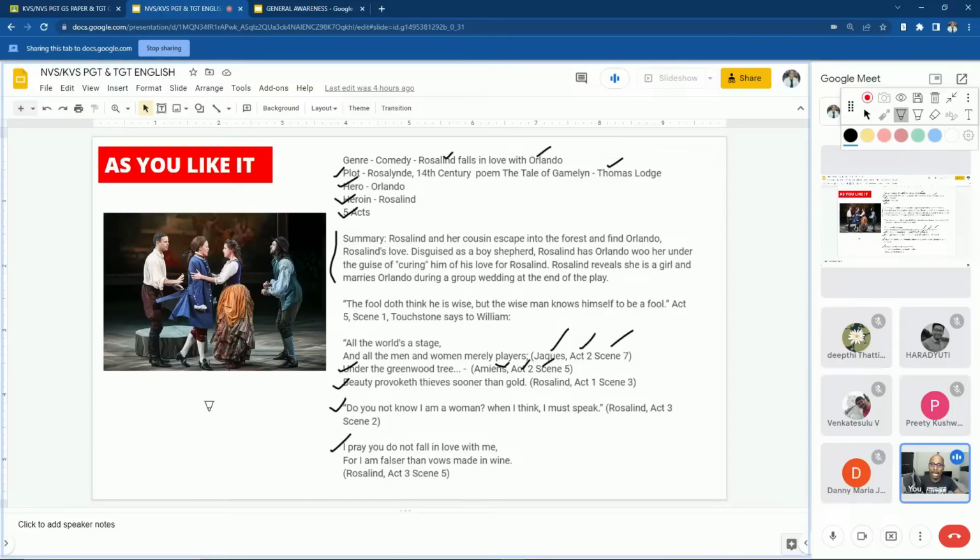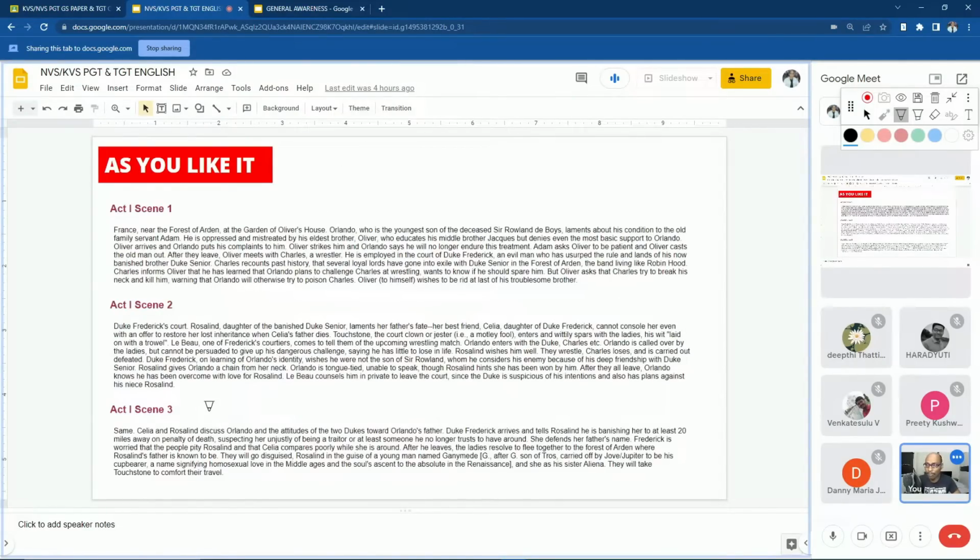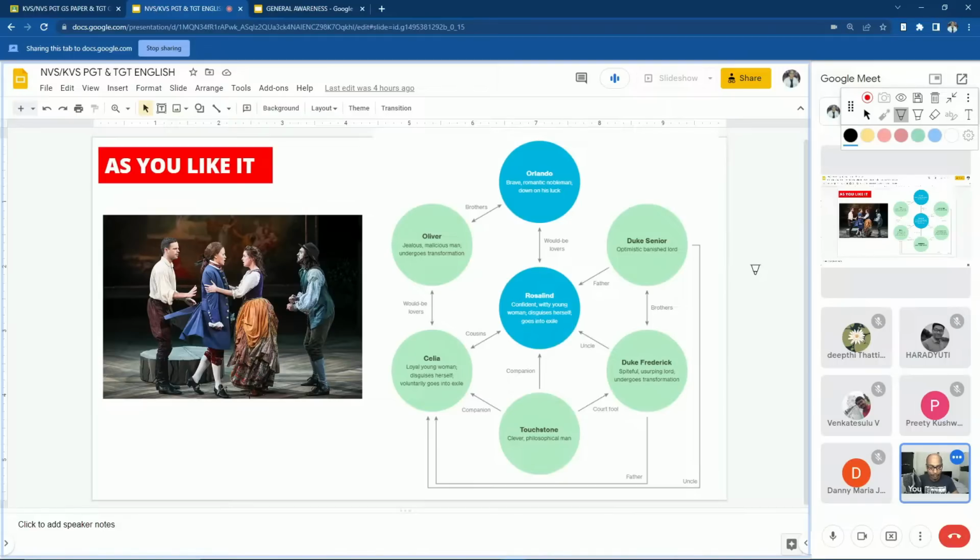Now let us go to the Act-wise summary. I will not read Act 1, Scene 2, Scene 3 separately. I will generally explain the story. Then we will complete today's class with example questions or practice questions. So the main storyline is about Rosalind and Orlando's love story.